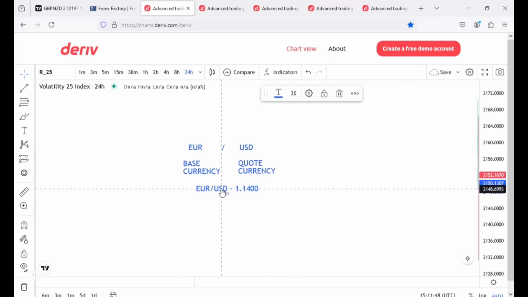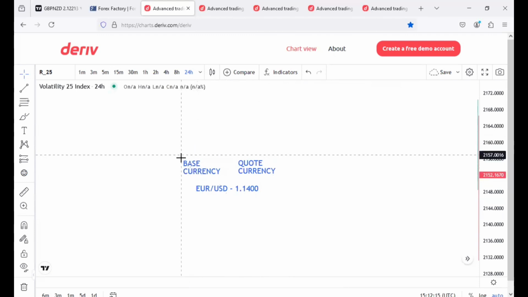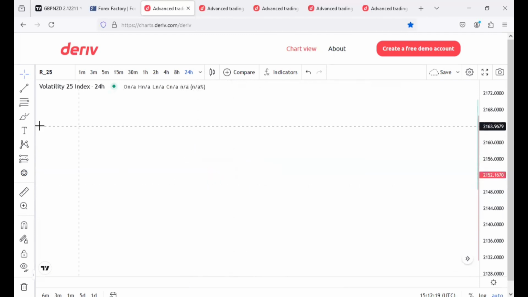It is very straightforward. This one is just the basics. You won't really need to know much about this in the long run, but this is just the basic knowledge for you to identify that, okay, this is my base currency and this is my quote currency. So I think that should be that for now. Let me delete all this. I believe you already understand that.